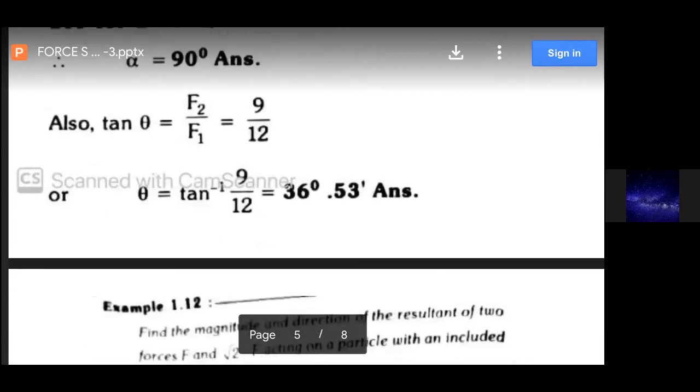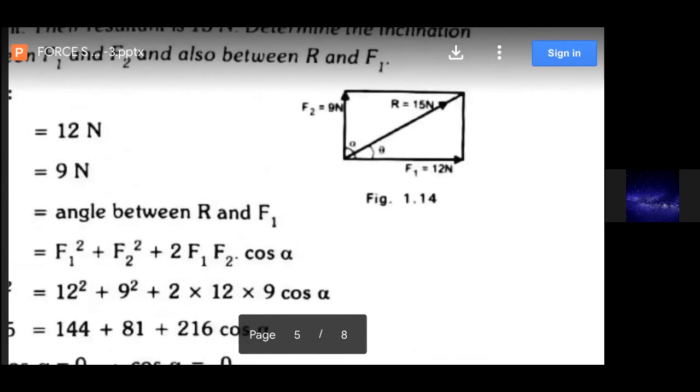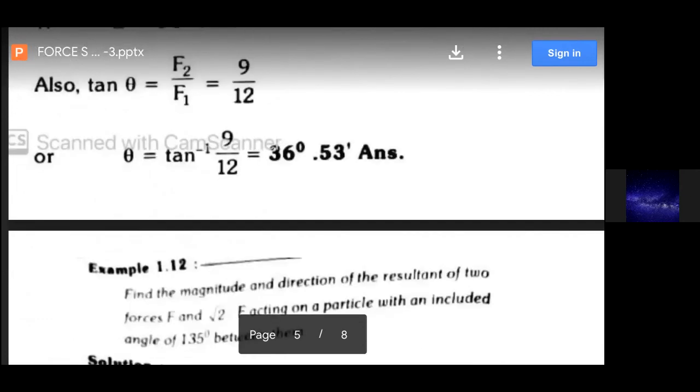And we have to find the direction of the resultant force. So tan theta is equal to opposite side by adjacent side, that is F2 by F1, that is 9 by 12. After simplifying, we will get theta is 36 degrees 53 minutes. It means resultant R makes 36 degrees 53 minutes with F1.